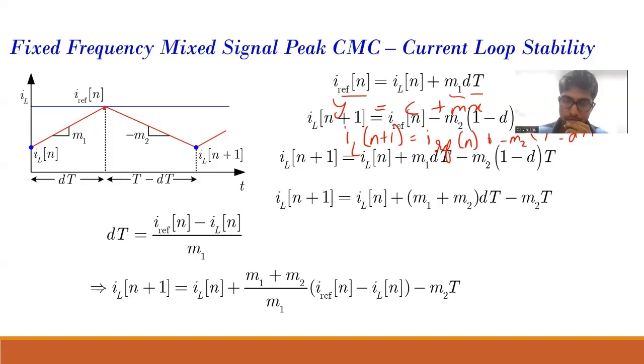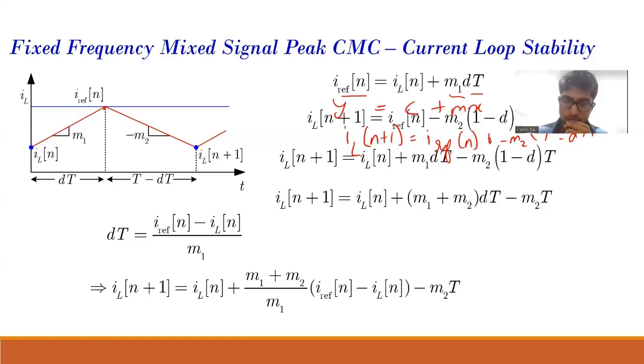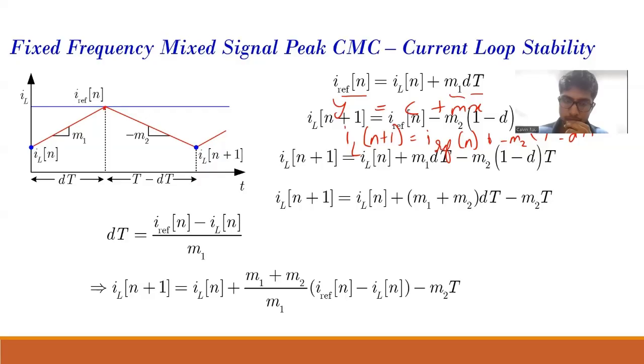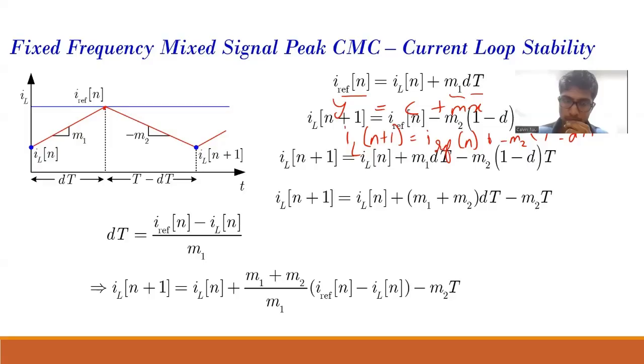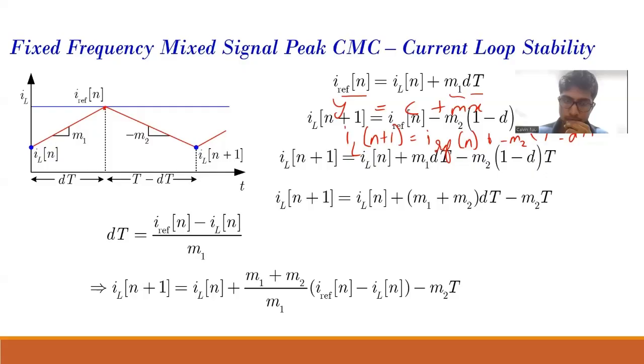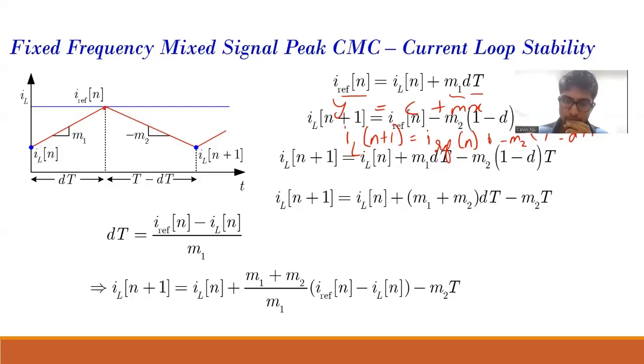So if you, as you were asking me, for valley current control, my reference will be over here. Then I have to draw from here IL of n to this point, and from this point to IL of n plus 1. And if you do that, you will find the condition is the opposite. That is, if duty ratio is greater than 0.5, then it is stable. Greater than 0.5, it is stable, for valley current.